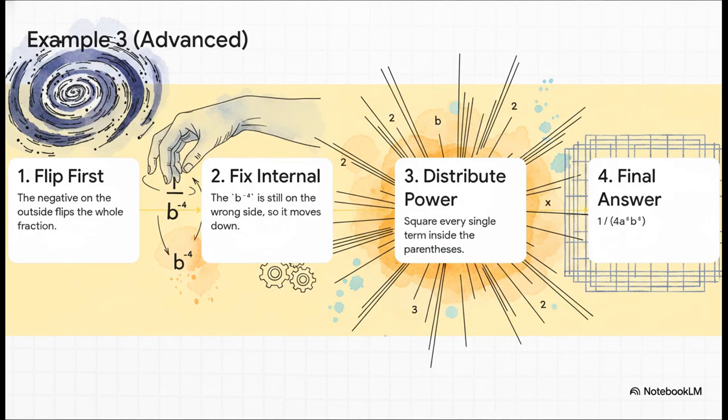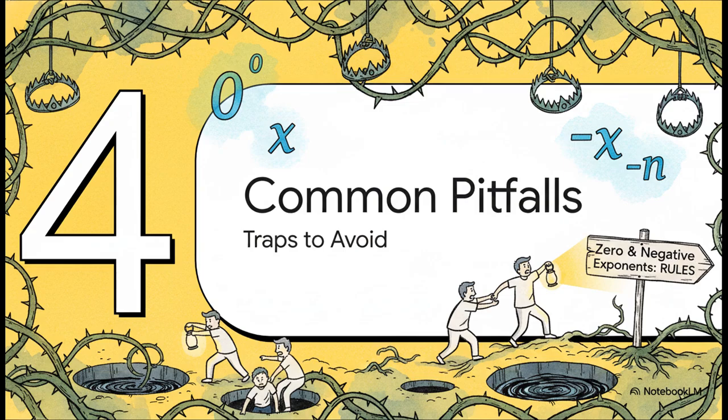All right, deep breath. This one looks way more complicated, but it's really just a few of our rules stacked together. That negative 2 on the outside, it's the boss. Its first job is to tell the entire fraction inside to flip over. But wait, once we do that, we see that the b term still has a negative exponent. It's still on the wrong side, so we've got to move it down to the denominator. Now that everyone's happy, we can apply that power of 2 to every single piece inside, and we get our final, fully simplified answer.